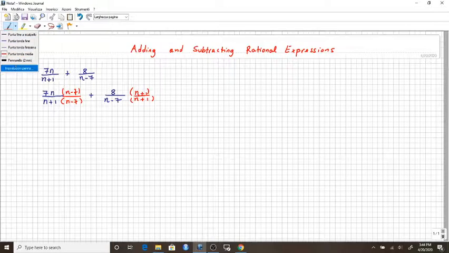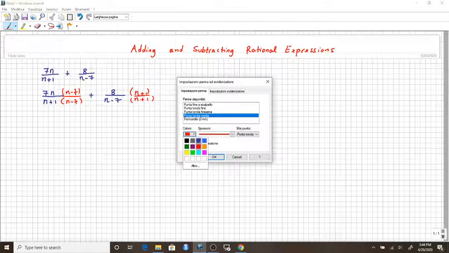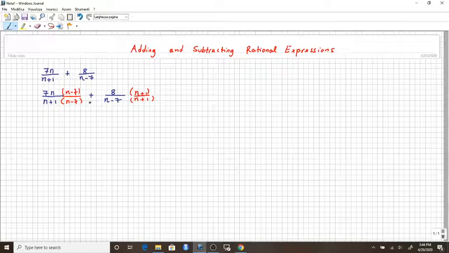Alright, so now at this point we have the same denominator, and when two expressions have the same denominator, we can just combine the two numerators. We can add them up. So this becomes equal to a single fraction line with the denominator n plus 1 times n minus 7, and then we can just work out the numerator.